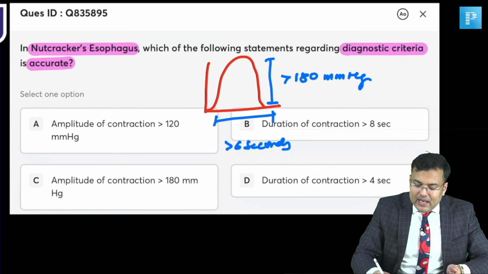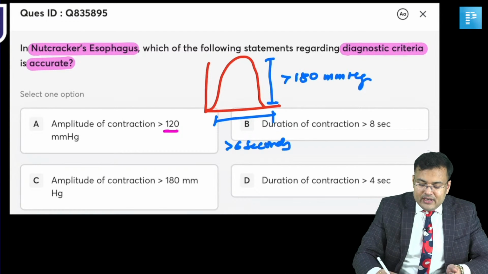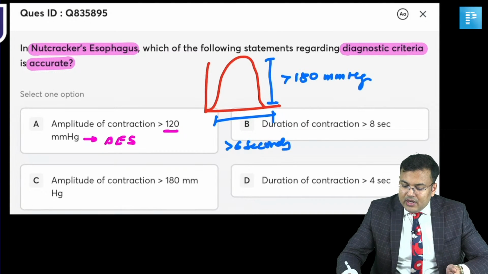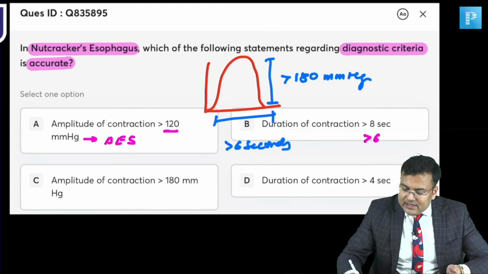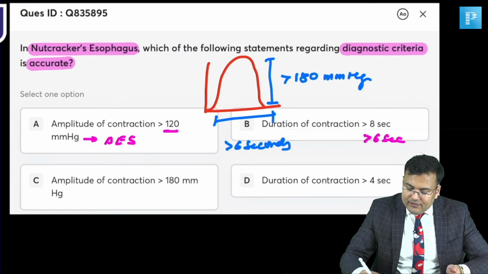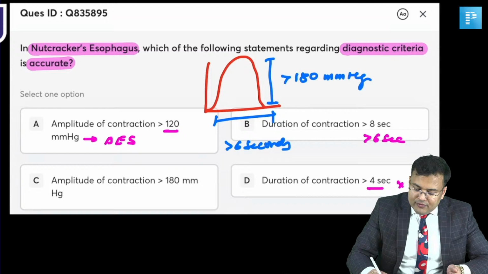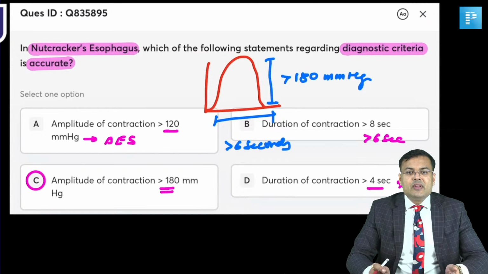So you can see amplitude of contraction more than 120. This is for diffuse esophageal spasm. Duration of contraction more than 6 seconds. Duration of contraction more than 4 seconds. This is incorrect. Amplitude of contraction more than 180 mmHg. Okay guys. So what is the correct answer? C. Correct answer is C.